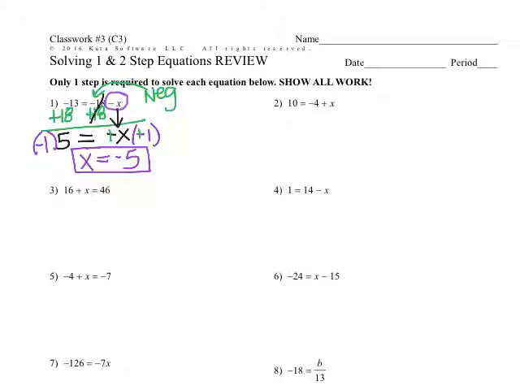Check your answer bank on your page there. You should see negative 5 as an answer, so go ahead and cross that off. We're going to take a look at number 3 next.